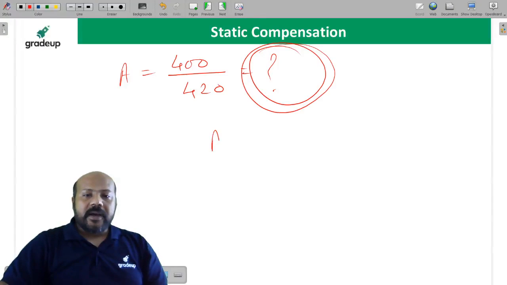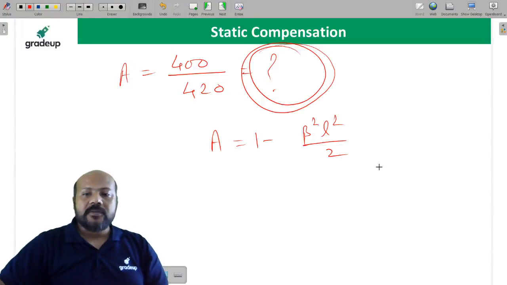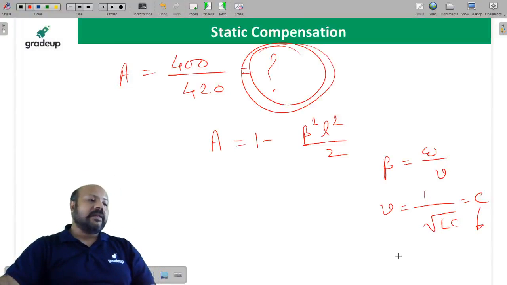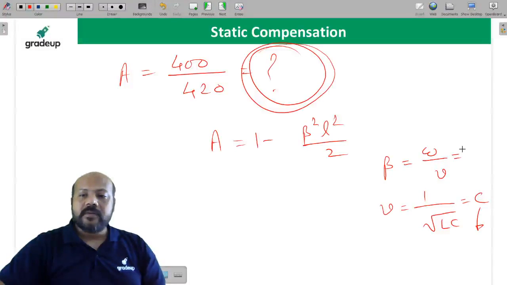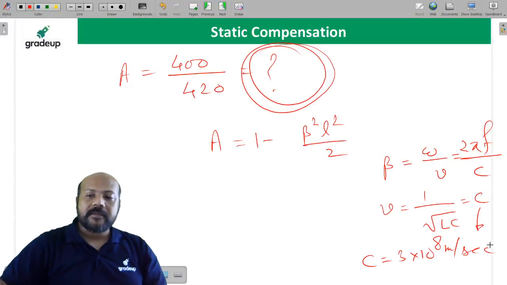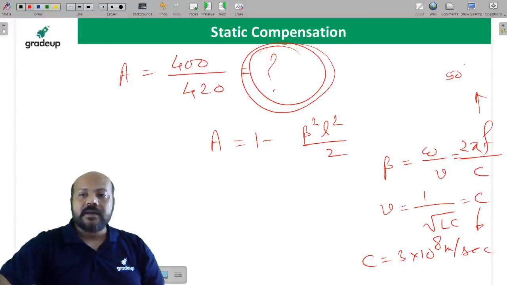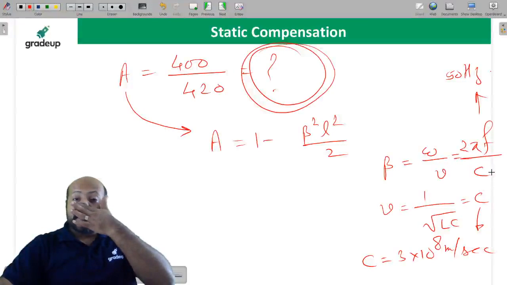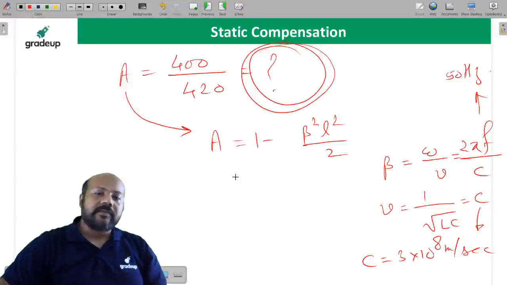Just put this value of A in this equation, 1 minus beta square L square by 2. And what is beta? Beta is omega upon V. What is V? V is 1 upon under root LC, and this is nothing but C, the speed of light in vacuum. So put omega is equal to 2 pi F, and C is given as 3 into 10 to the power 8 meter per second, and F is given as 50 hertz in the problem. You put all the values of A, F and C here, and you will get the value of L.